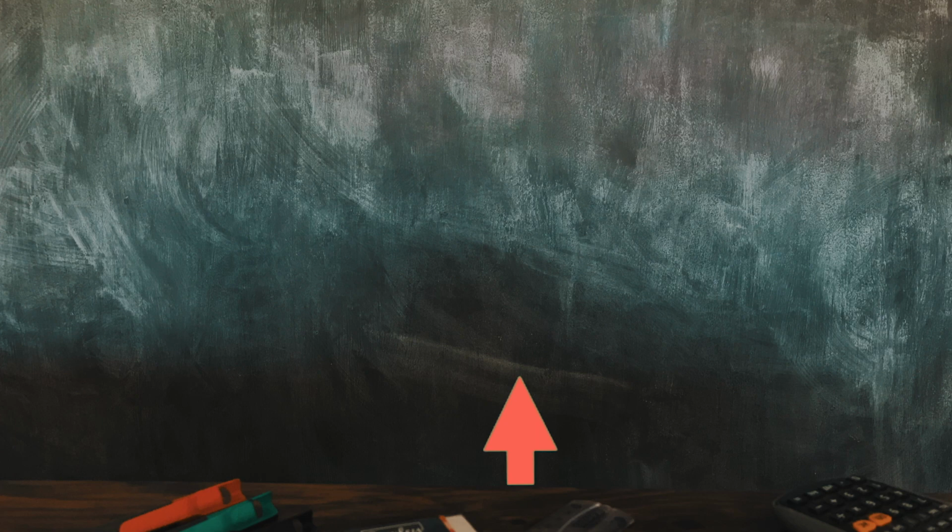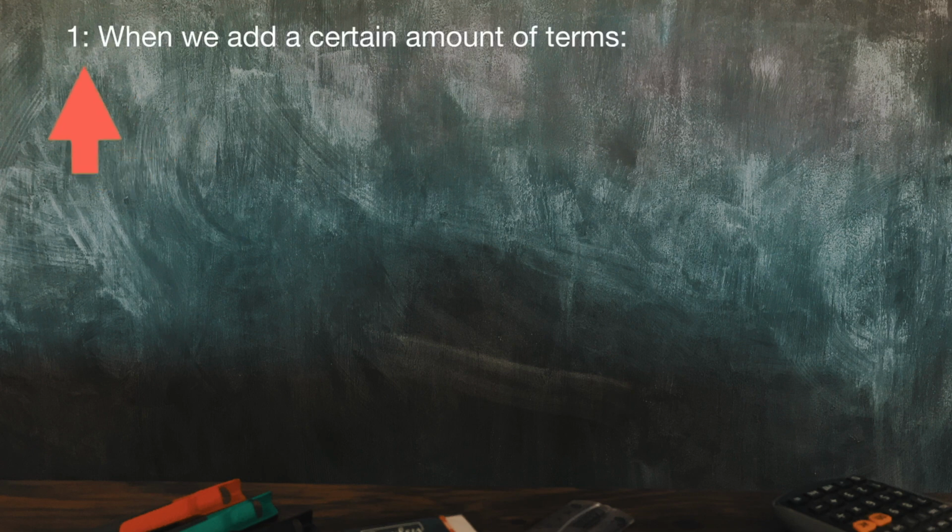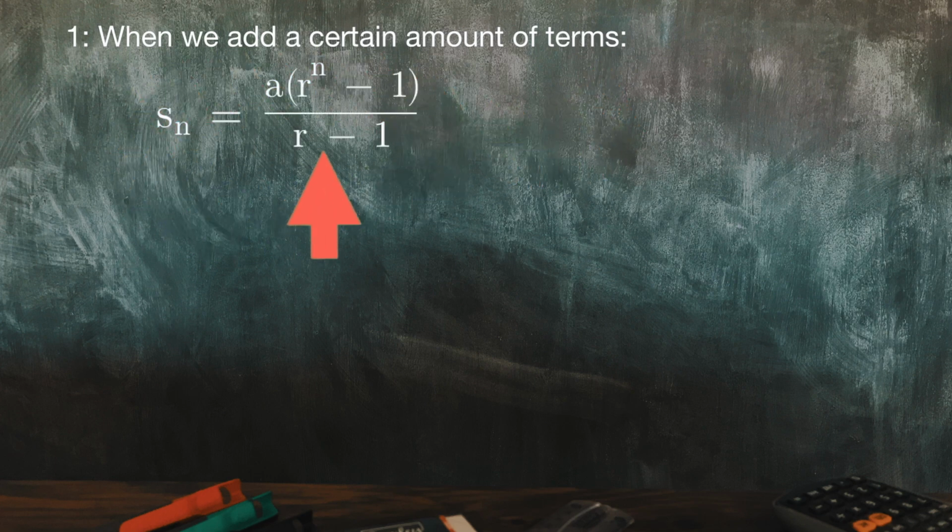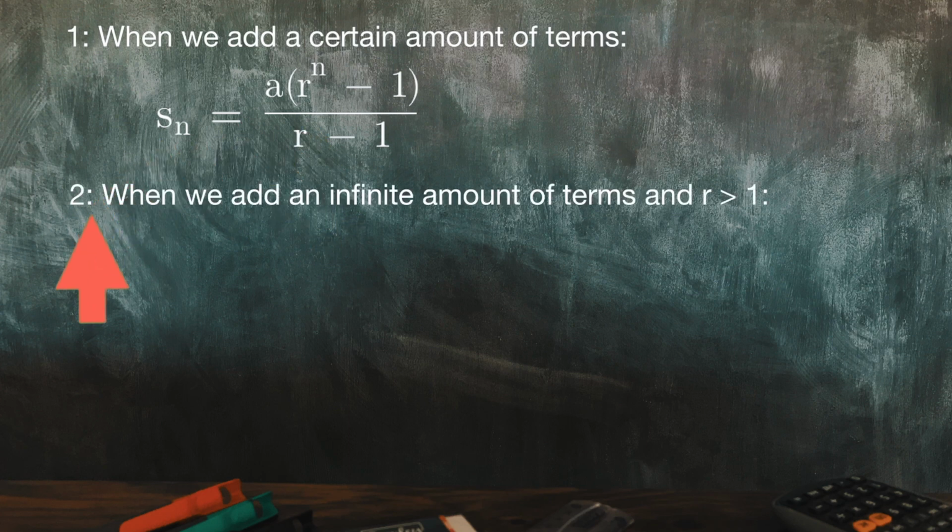Before we do that, I would like to bring 3 points to your attention. The first one is one that you already know: when we have a geometric series and we want to add a certain amount of terms, for example the first 10 terms of a geometric series, we make use of the following formula, which we learned in a previous lesson.